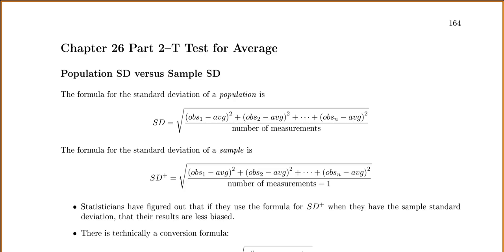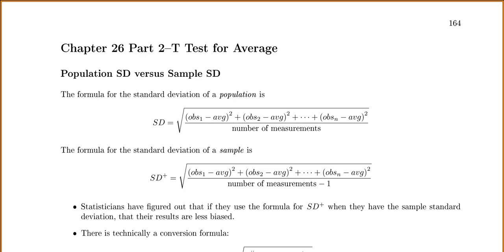Chapter 26, we've been doing hypothesis testing, and so now we're going to do a new hypothesis test, which is the t-test for averages. So first we're going to talk a little bit about the difference between a population SD and a sample SD. Remember, SD stands for standard deviation.